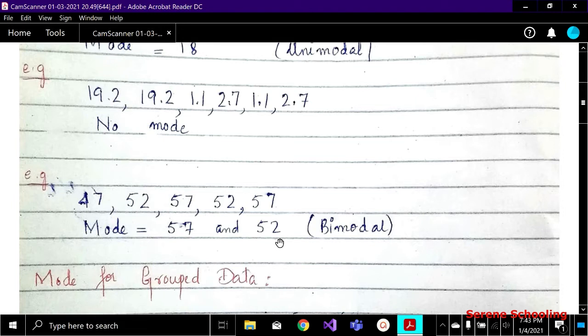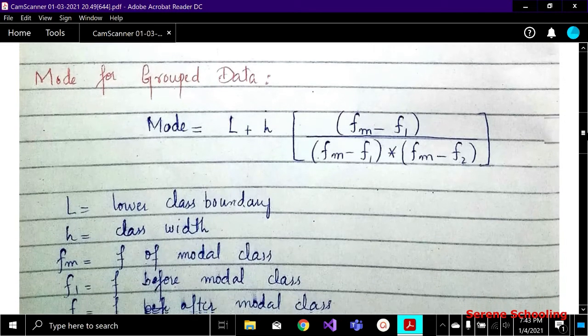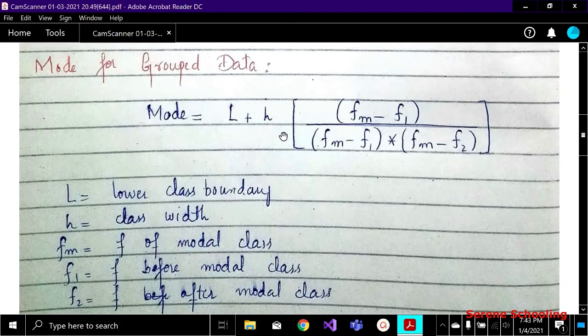But for the case of grouped data, we have a proper formula to calculate it, like for frequency distributions. So let's see that. Here is our formula. This L means the lower class boundary, and this h is the class width. We have seen this many times, how to calculate class width and class boundaries. I will also tell you over here.